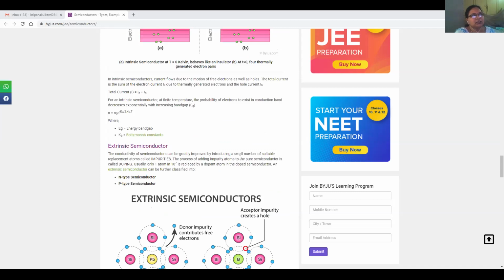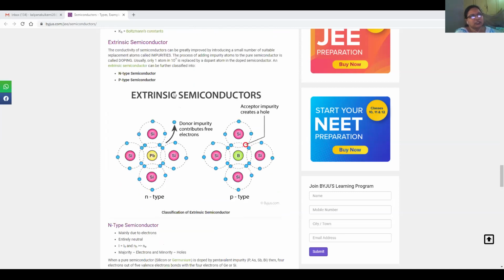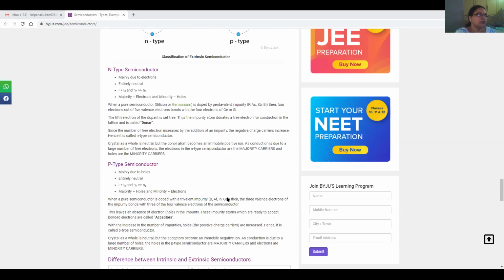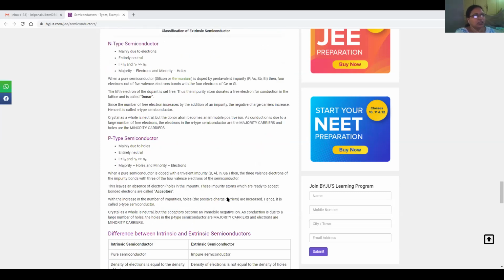Then coming to extrinsic semiconductors, so it is N-type and P-type, right? Doping is done. So here with lead and here with boron. Here donor impurity contributes free electrons in N-type, whereas in P-type, acceptor impurity creates a hole. Because of this hole and electron formation, it is able to conduct electricity. Then coming to N-type semiconductor and P-type, you can have N-type as donors and P-type as acceptors.